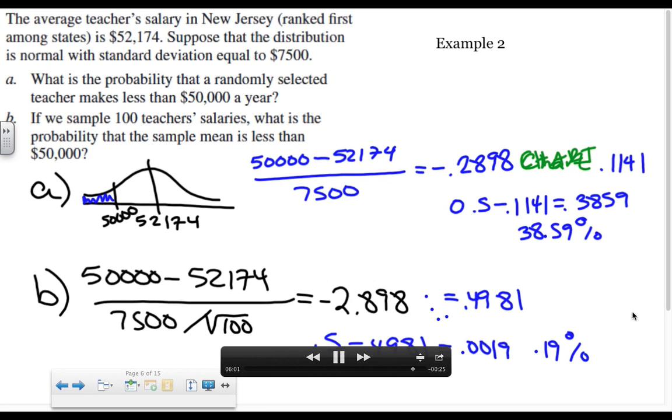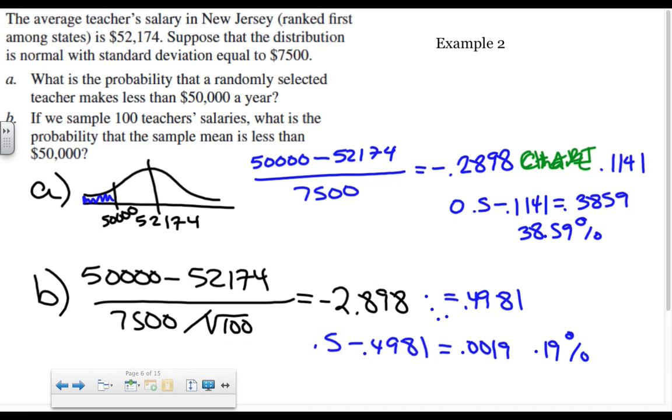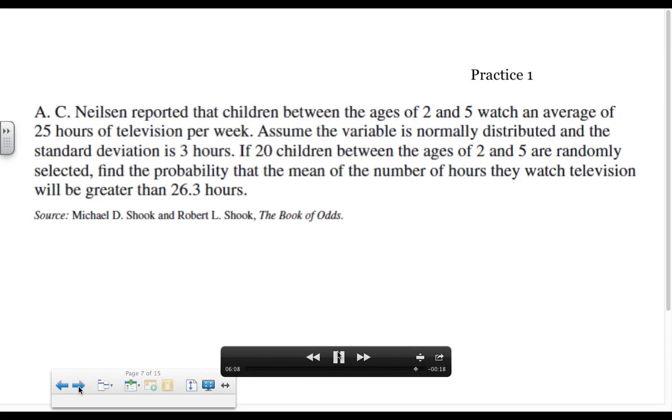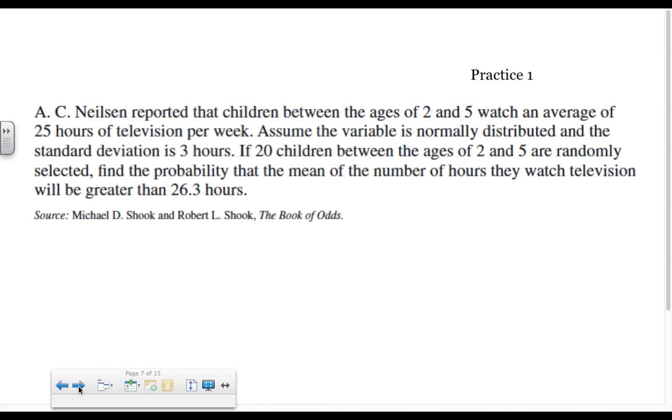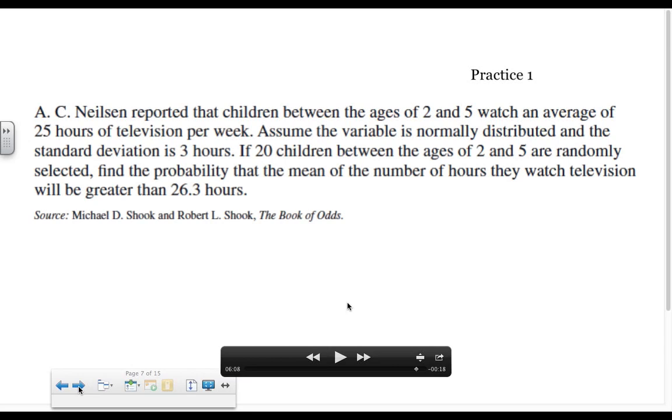Alrighty. So moving on, you have a practice problem. With the practice problem, I want you to pause, try it on your own, and then I will explain the solution after that. So go ahead and pause it. Now hopefully you've come back.